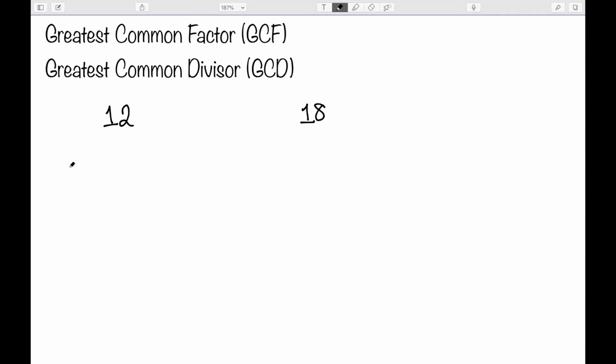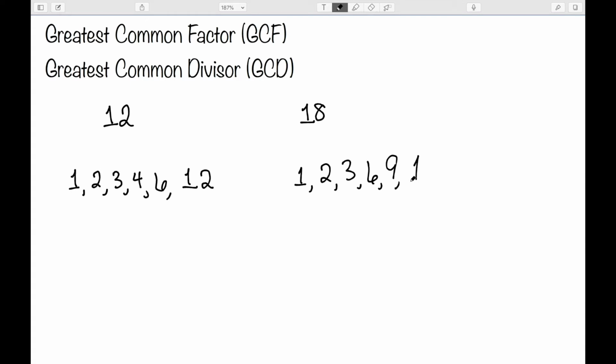Let's consider the numbers 12 and 18. The factors of 12 are 1, 2, 3, 4, 6, and 12. The factors of 18 are 1, 2, 3, 6, 9, and 18. And if I look at this list, the largest number that is in both of the lists is 6.